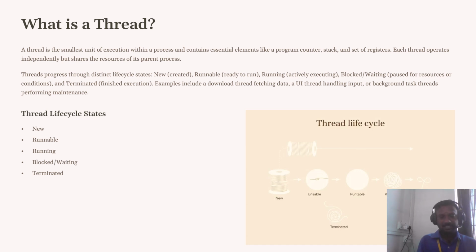A thread has some states also. For example, when a new thread is created, it is called new. If a thread is ready to run, it is in the runnable state. If a thread is actively executing, then it is in the running state. When a thread is paused for some resource or some condition, it is in a blocked or waiting state. When a thread finishes its execution, it is called a terminated state. So in this slide, there are 5 states available: new, runnable, running, blocked, and terminated.